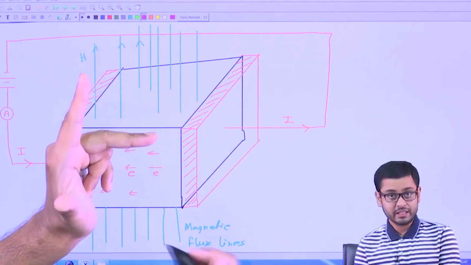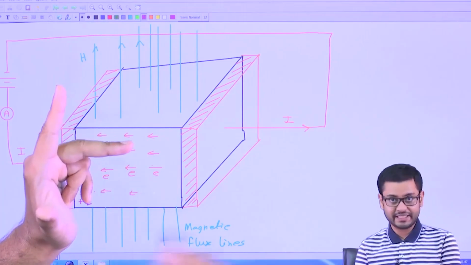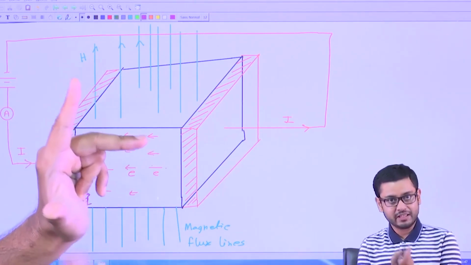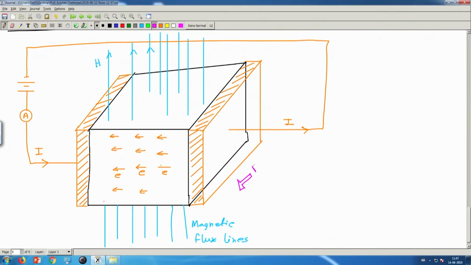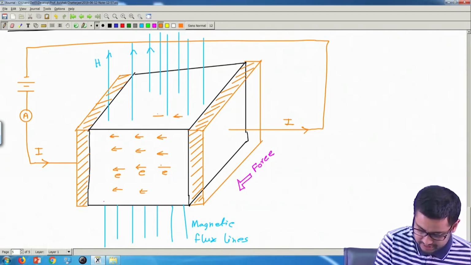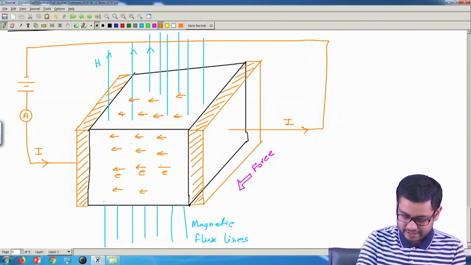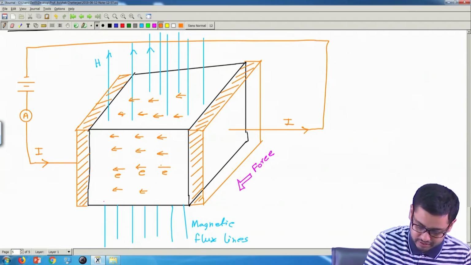Now if you think in terms of the electrons, their charge is negative, so the force should be in the opposite direction, but their velocity is also opposite. So two opposite things will cancel each other and the force will remain in this direction. So this is the direction of force. Therefore what will happen? The electrons were normally flowing like this. Due to this force, they will come towards this side and deviate in this direction.